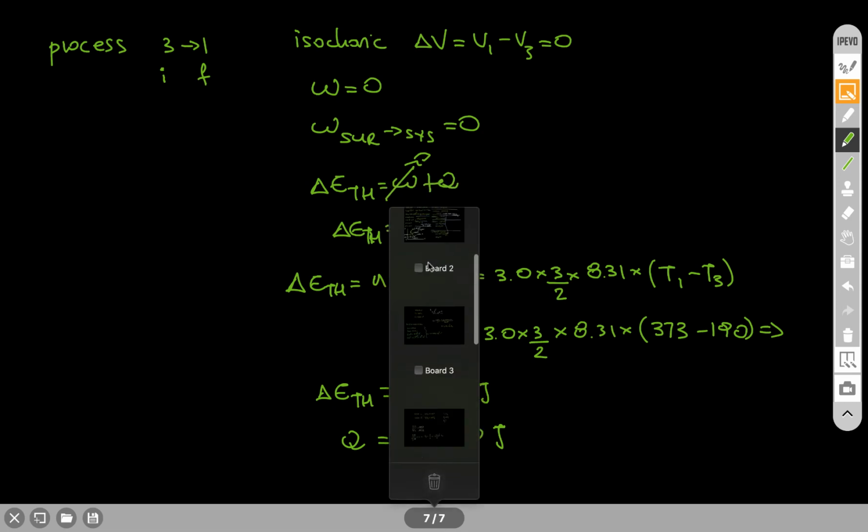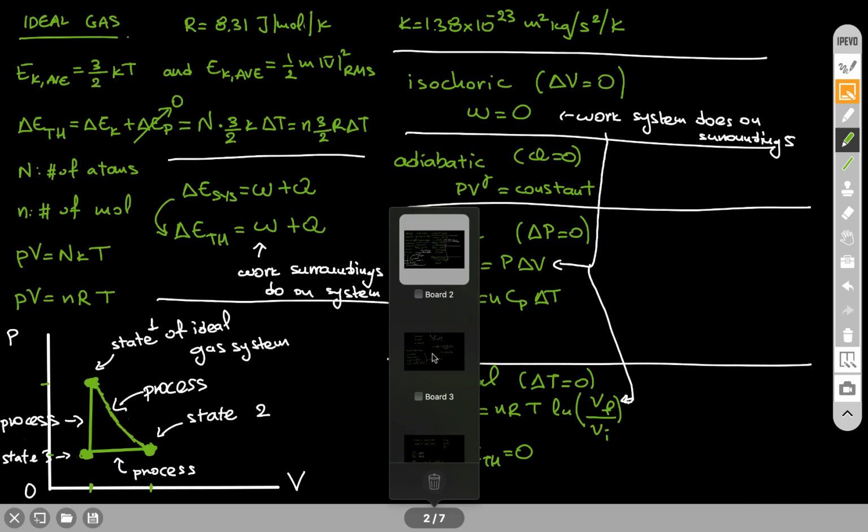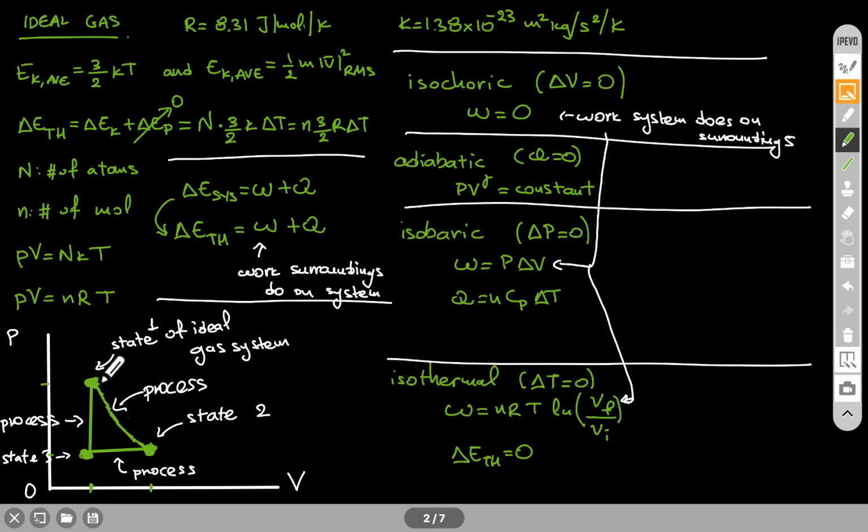So I can go back. Now I have everything for states 1, 2, 3, for this process and this process and this process. And now I have everything about the cycle that this ideal gas is doing. I have all the information that I could possibly have about this ideal gas.